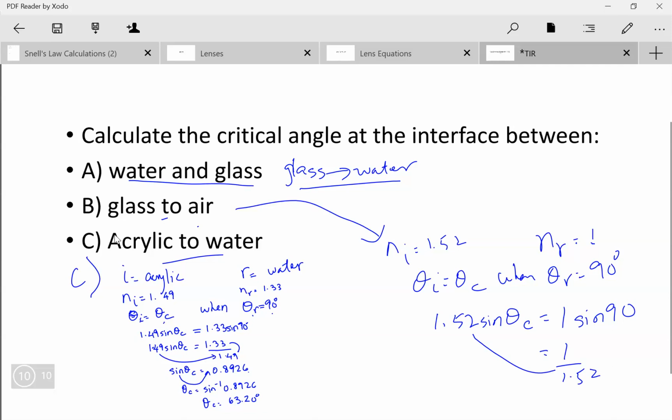I get sine theta C equals 0.6578. Move the sine to the front of the other side, make it sine inverse. So sine inverse, which is shift sine, second function sine of 0.6578. Theta C equals 41.14 degrees. And so that's the critical angle. And you can hopefully do part A, which is the exact same as part C, except instead of 1.49 it's 1.52. So very little difference there. And that would conclude our lesson for TIR. Again, it's a bit longer than I'm hoping for, but there you go.